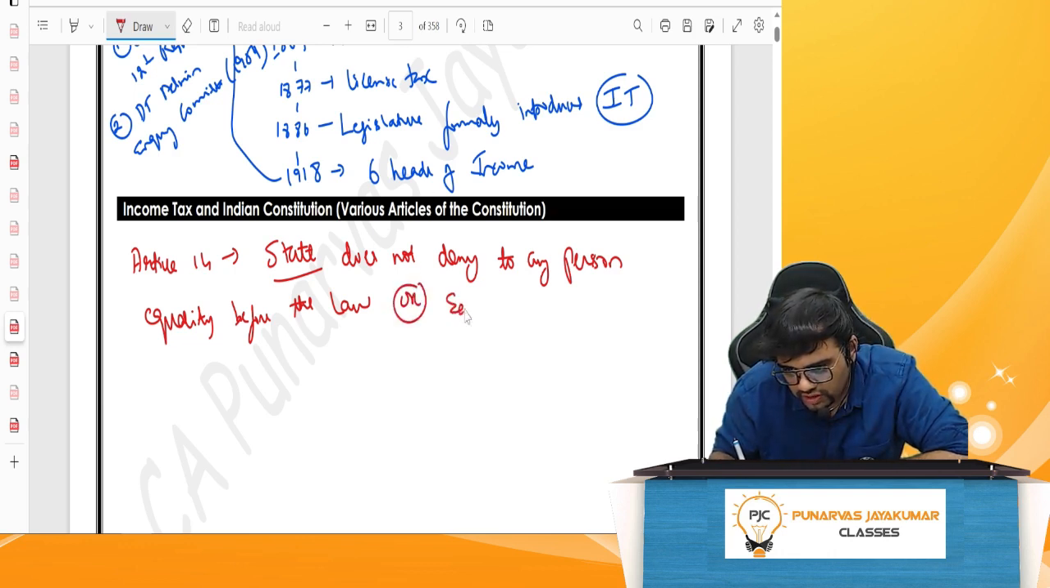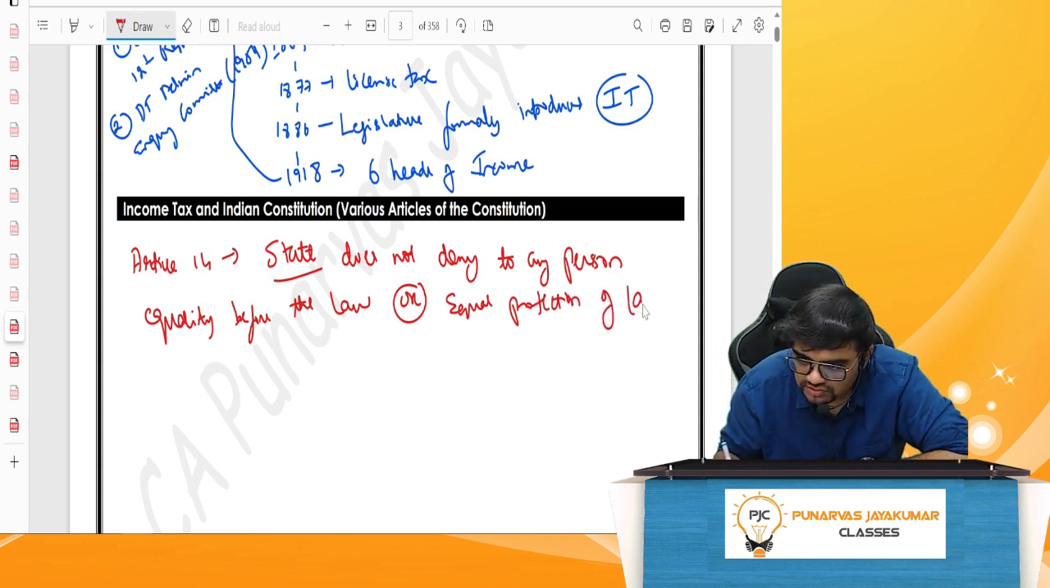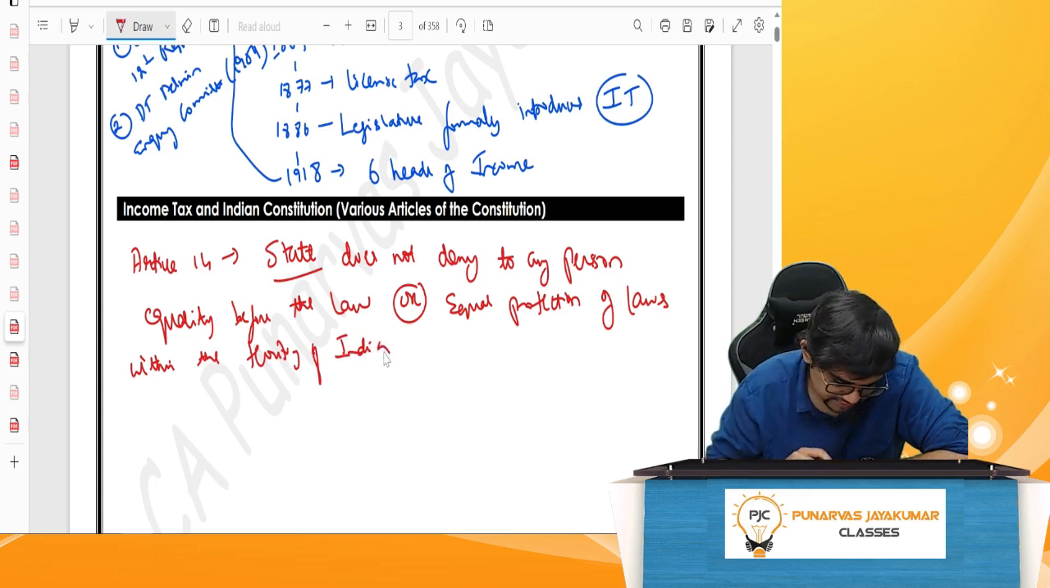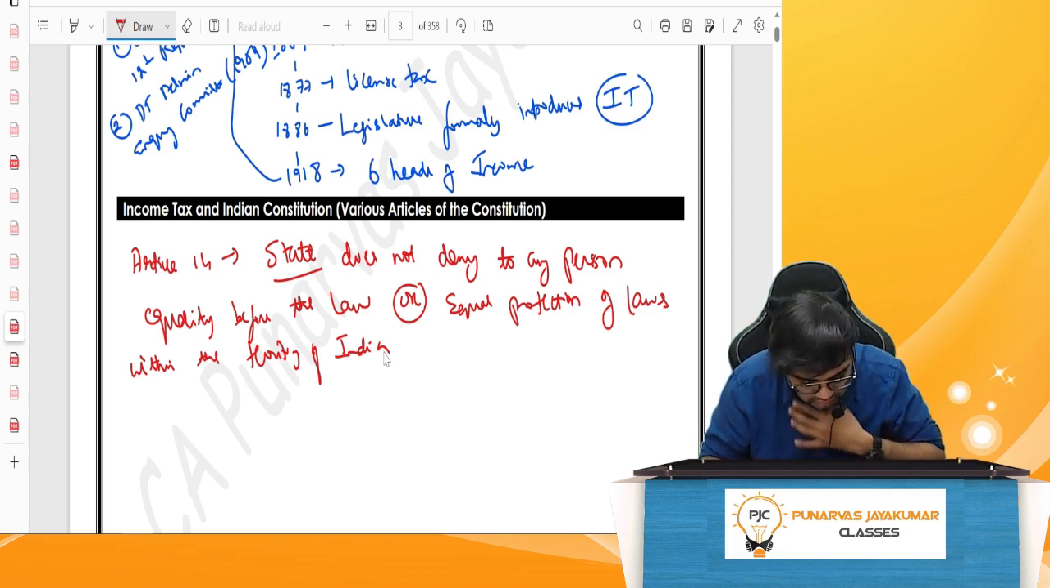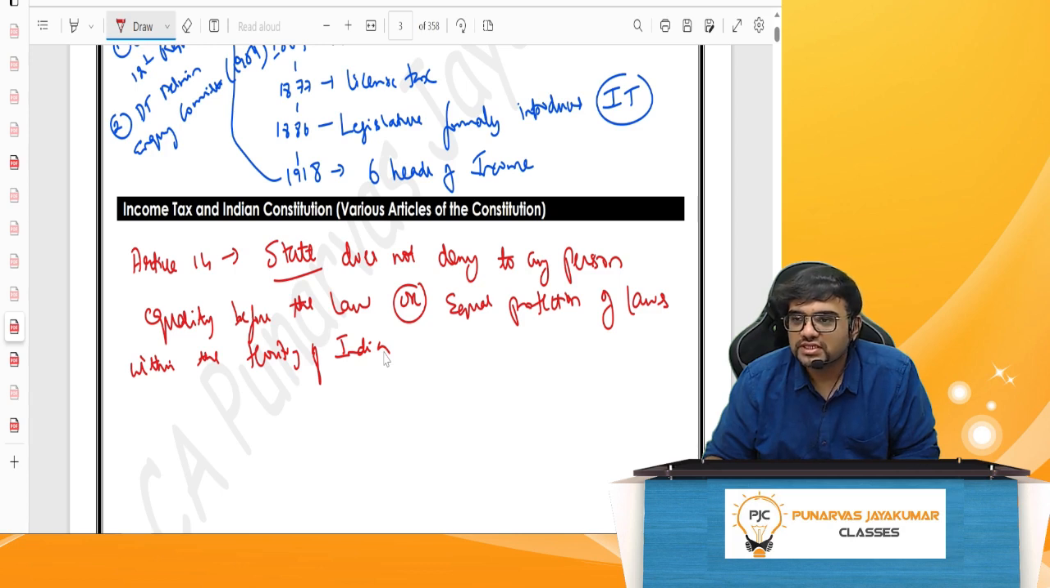Or equal protection. Equal protection of laws within the territory of India. Within the territory of India. So guys, state does not deny to any person equality before the law. Means what, guys? Everybody is equal.